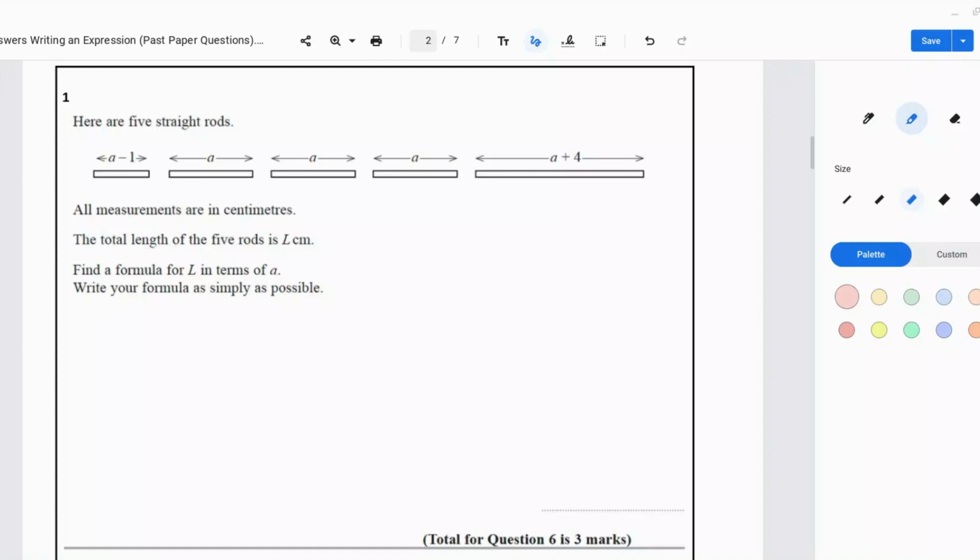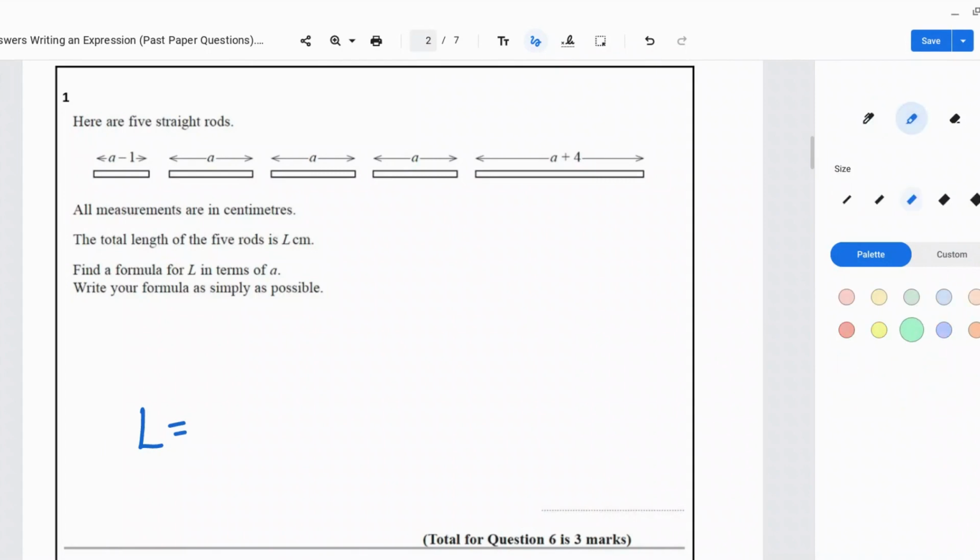Question 1 here. Here are 5 straight rods. All measurements are in centimeters. Find the total length of the 5 rods. And it's telling us to find a formula for L in terms of A. So the length is equal to all these expressions simplified.